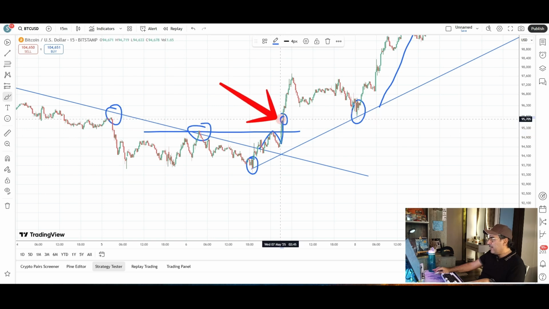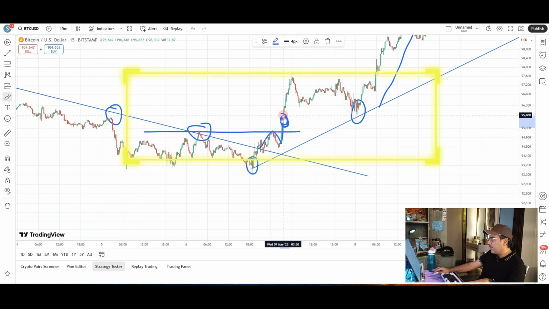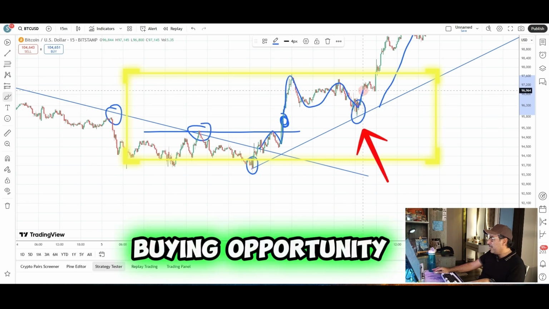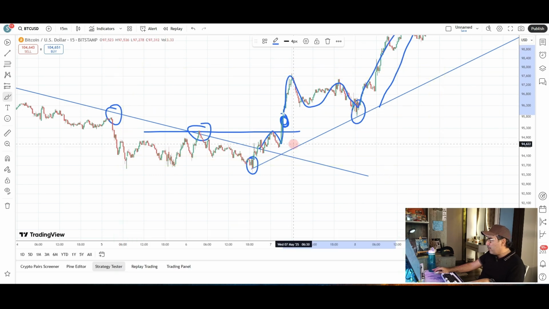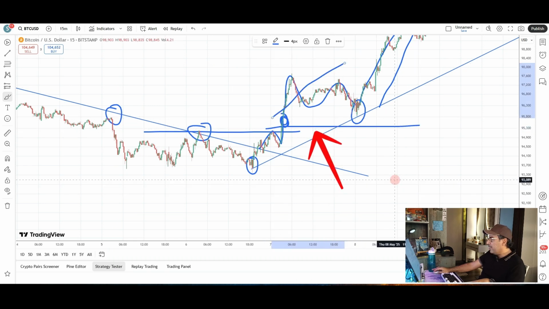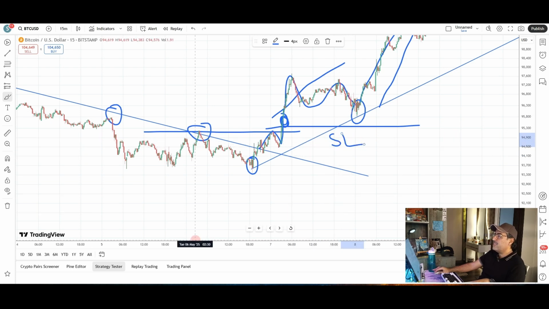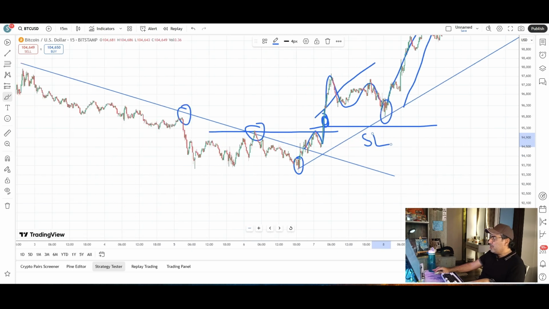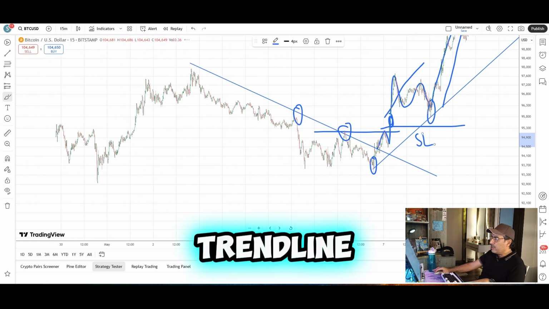This is your entry level over here because it went above the previous structure. This is the breakout structure over here, and the market went up and up, and this was another buying opportunity, and then it went up. And your stop loss needs to be over here for this buying trade. Your stop loss needs to stand over here. So this is how the whole methodology of the trend line works.